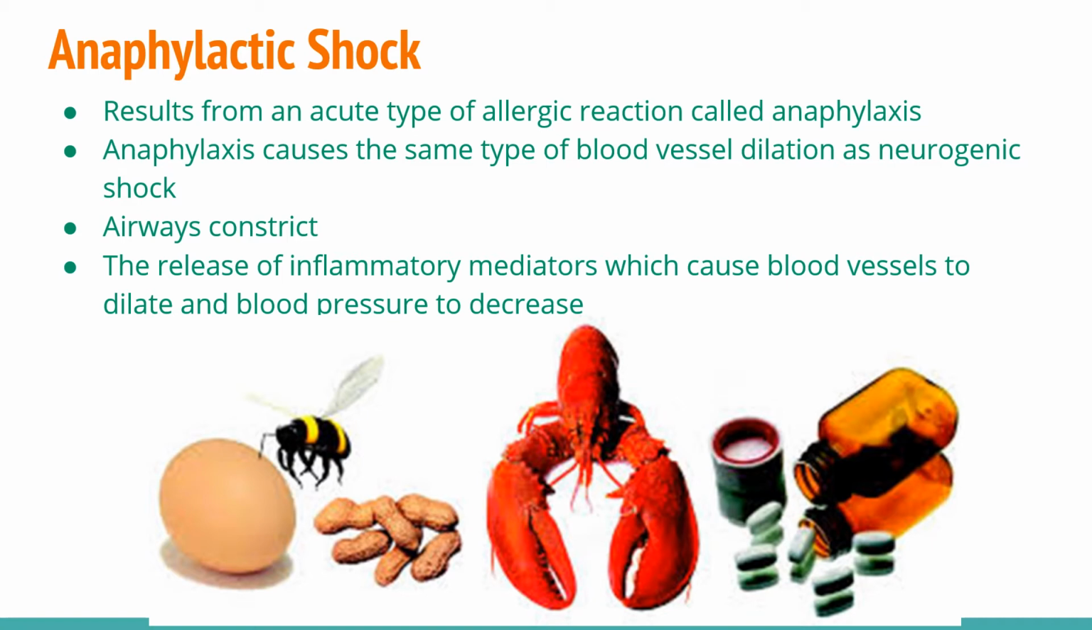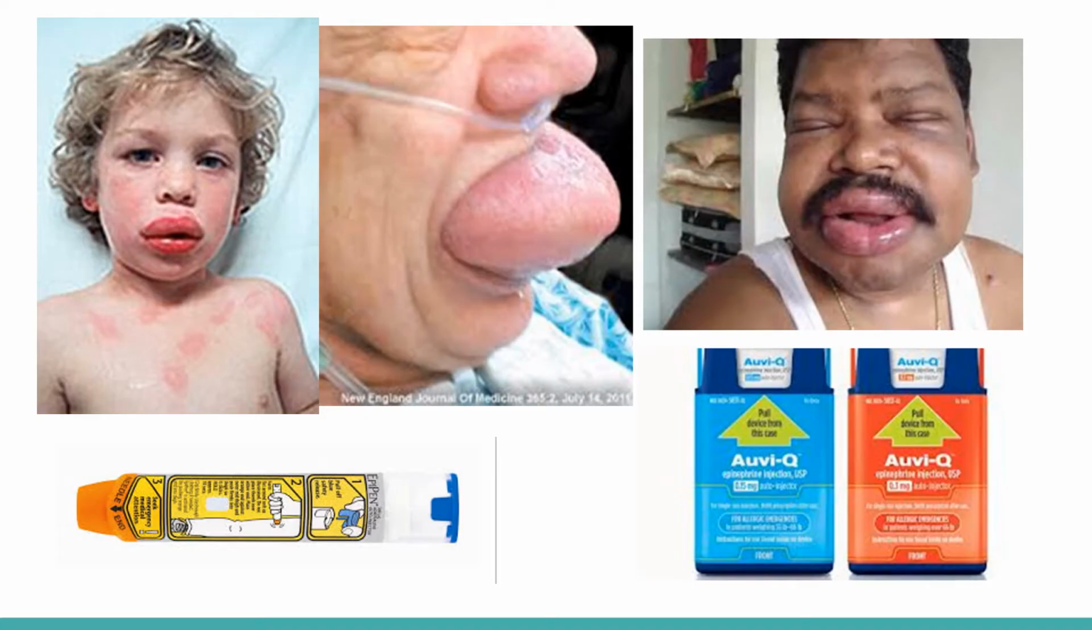Some of the common triggers, as you can see there in the picture, are eggs, bees, peanuts, strawberries, even shellfish, and certain medications. So that is something you might deal with in the ER. And here are some different pictures of people that are in anaphylaxis. It's generally treated with epinephrine. Obviously establishing an airway is important.